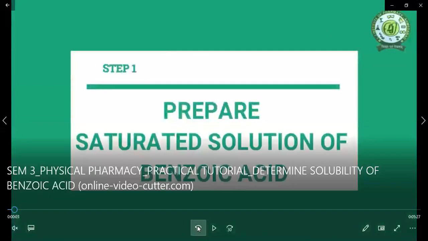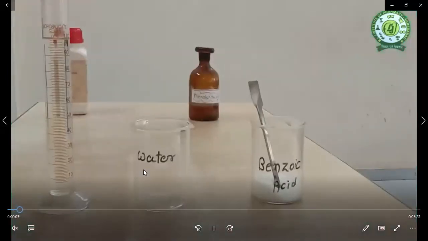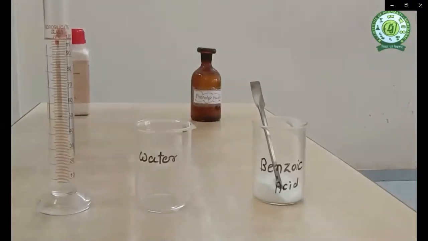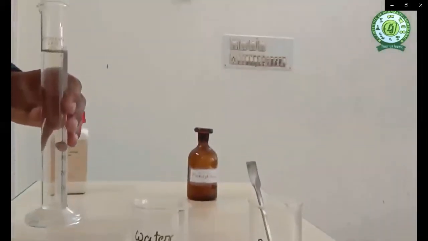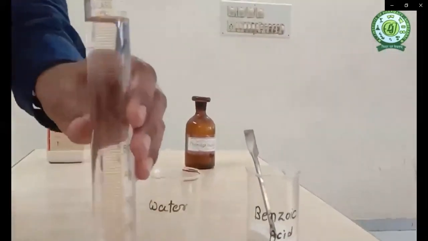In the demonstration part, the first step is the preparation of a saturated solution of benzoic acid. As we have to determine the saturation solubility of benzoic acid in water, first we have to take 100 ml of distilled water. In a measuring cylinder, I have taken 100 ml of distilled water, and now I'm going to transfer it into the beaker.